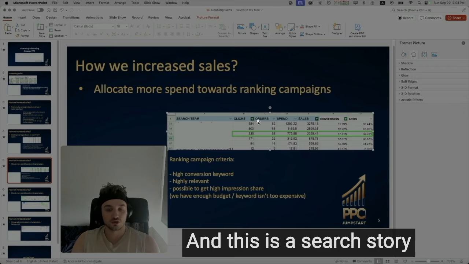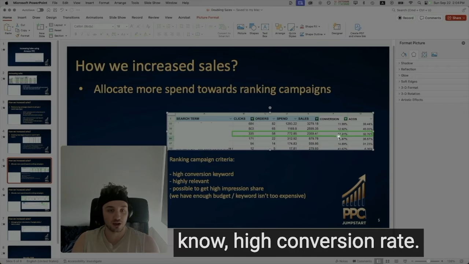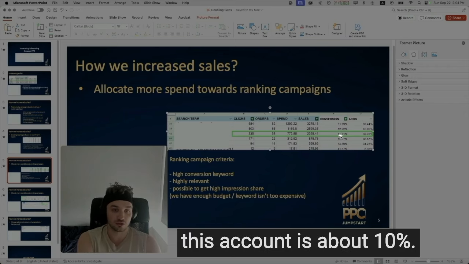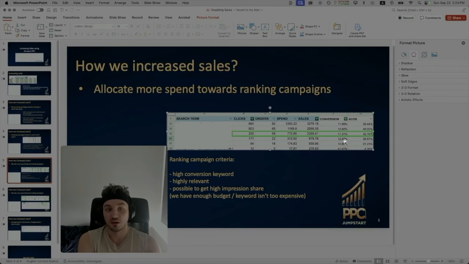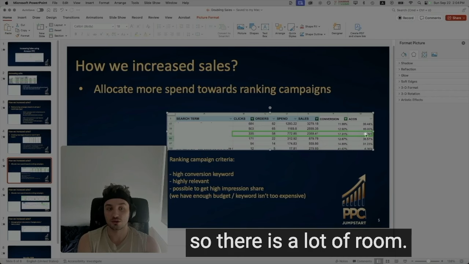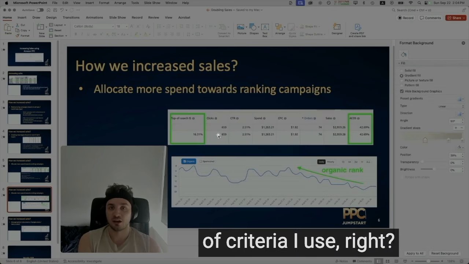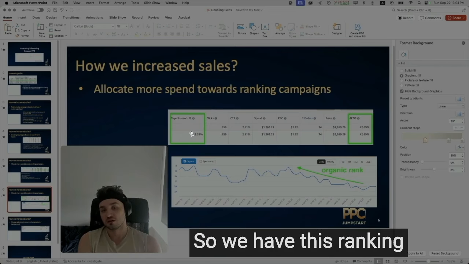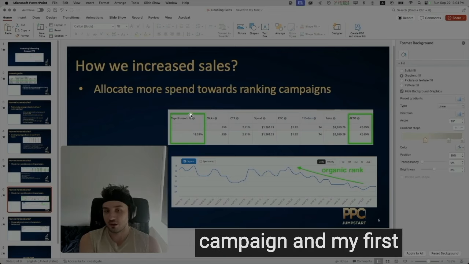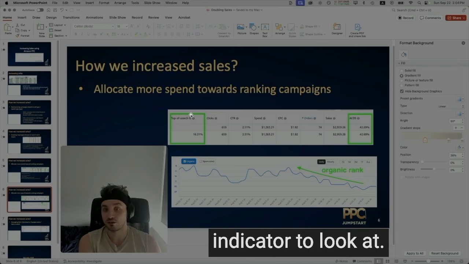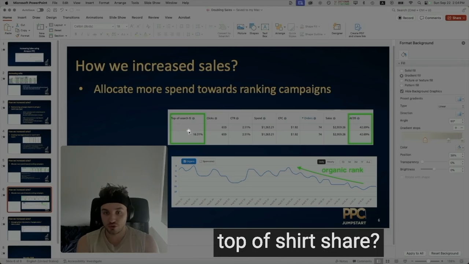And this is a search report, and we have high conversion rate. Average conversion rate on this account is about 10%, and relatively low ACOS, so there is a lot of room. And this is the kind of criteria I use, right? So we have this ranking campaign, and my first indicator to look at, are we growing our top of search share?